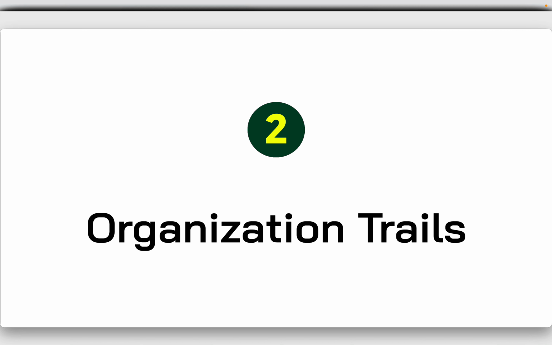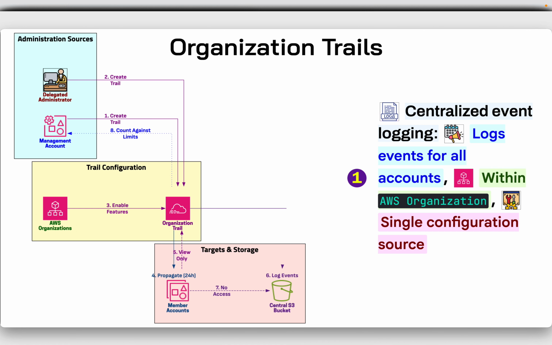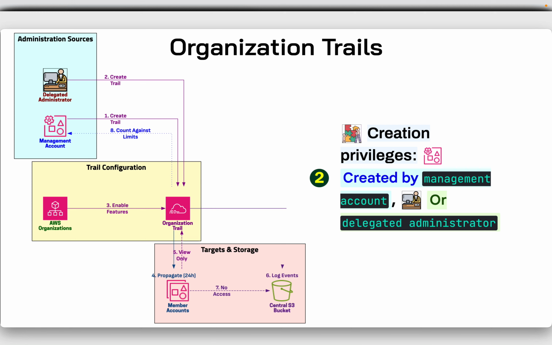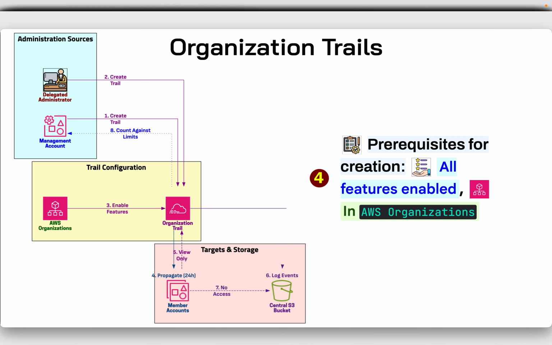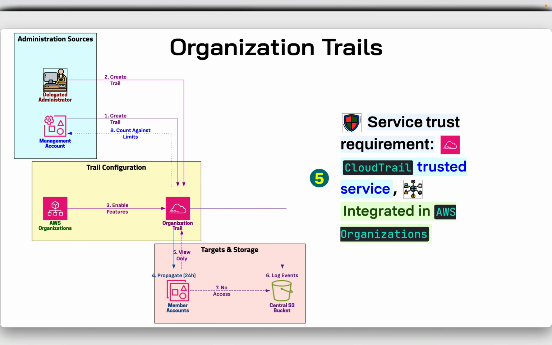Second topic is organization trails. An organization trail logs events for all AWS accounts in an AWS Organization from a single configuration. Organization trails must be created from the management account or a delegated administrator account. An organization can have a maximum of 3 delegated administrators for CloudTrail. Creating an organization trail requires that all features are enabled in AWS Organizations. The CloudTrail service must be trusted as an integrated service in AWS Organizations.